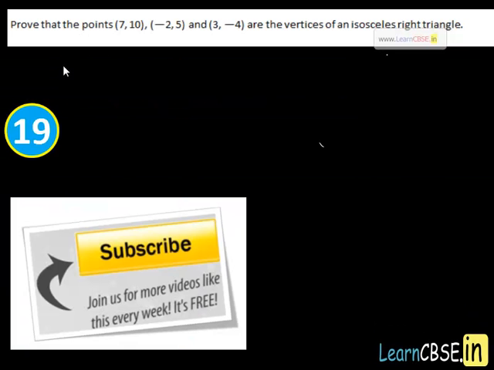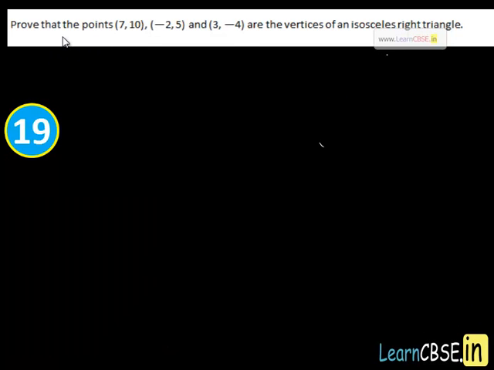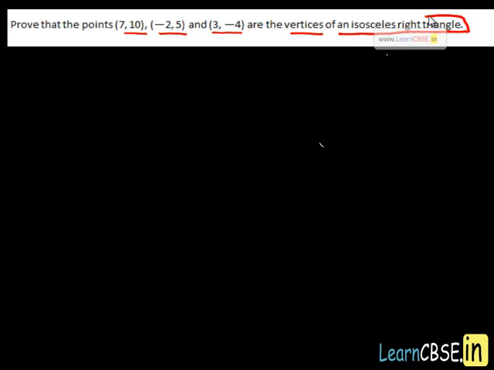Let's move to the next question. In this question, we have to prove that the points (7, 10), (-2, 5) and (3, -4) are the vertices of an isosceles right angle triangle. Let's work out the problem.